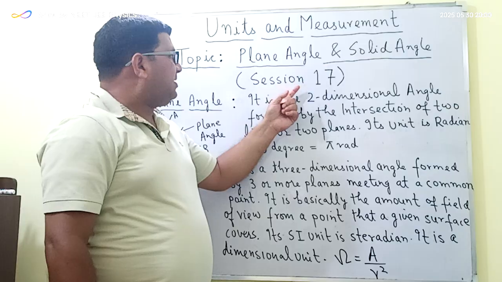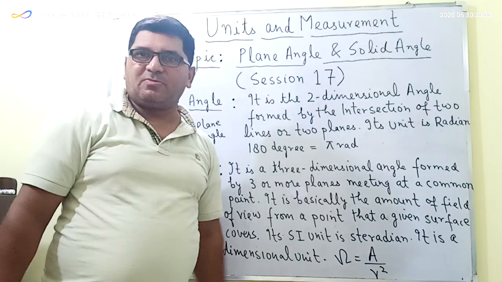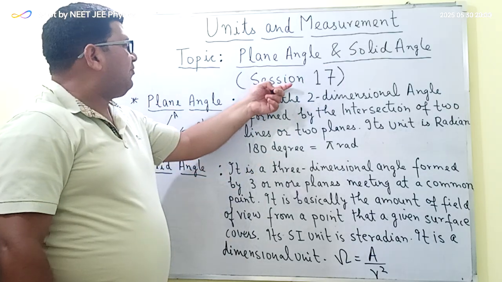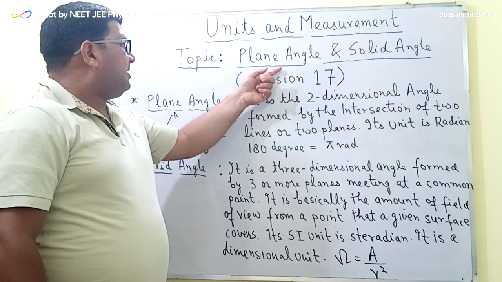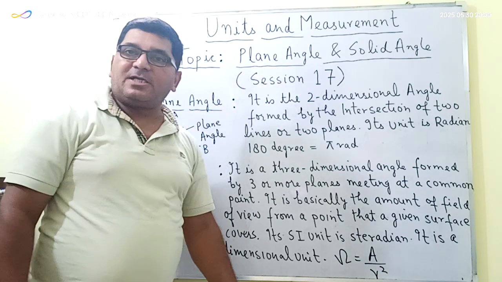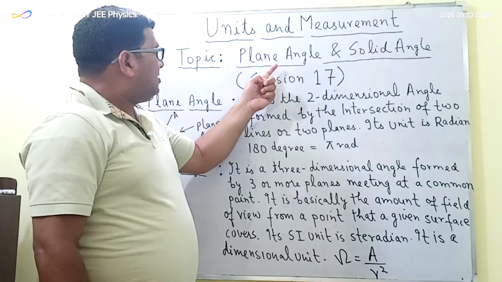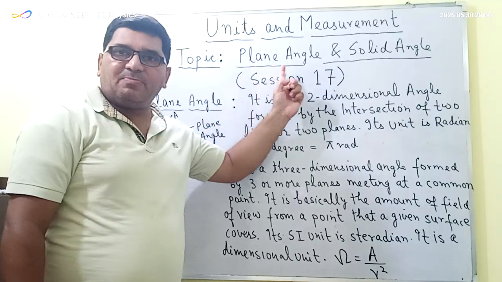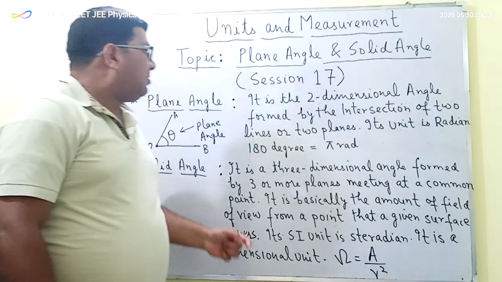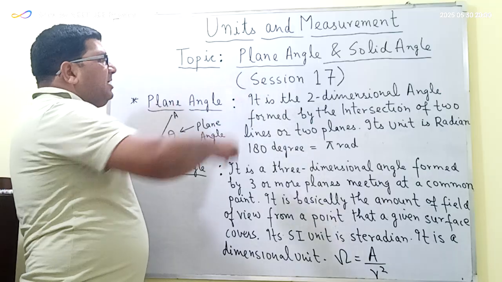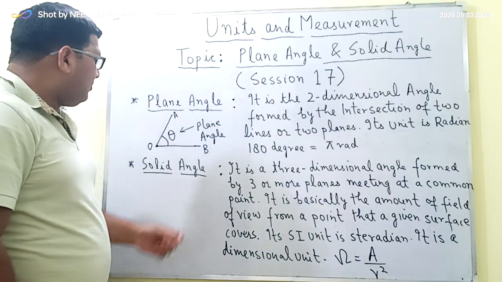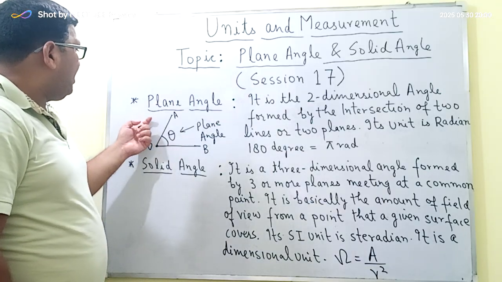In the system of units, we have studied about the SI system of units. In the SI system of units, there are 7 fundamental units and 2 supplementary units. The 2 supplementary units are the plane angle and the solid angle. We will be studying about the plane angle and the solid angle in brief in this session. So the first point is the plane angle.